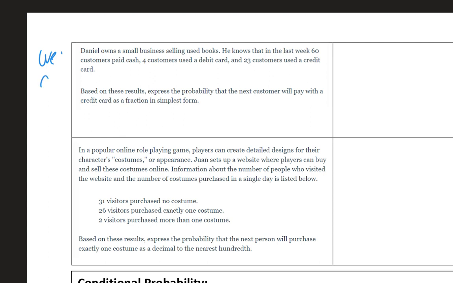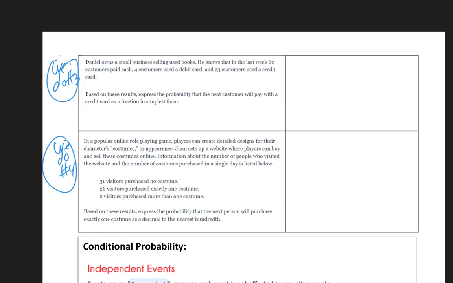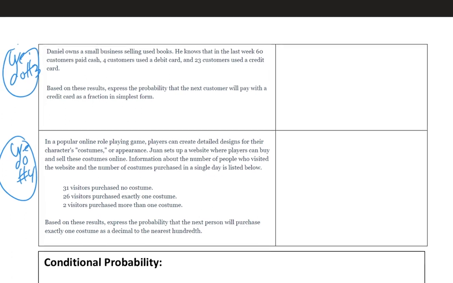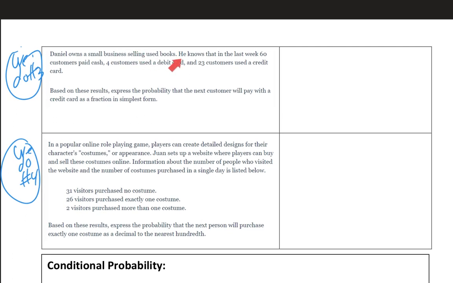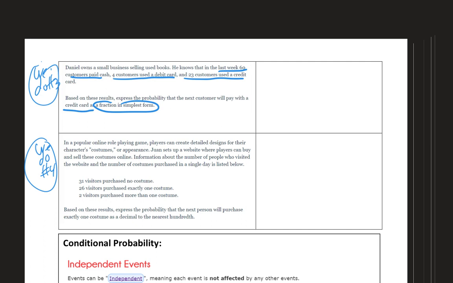This is going to be we do number 3. Okay, and this will be we do number 4. So make sure you remember that as you are practicing that on your own. All right, so next it says Daniel owns a small business selling used books. He knows that in the last week, 60 people paid cash. Okay, so we know that's important information. 4 paid by debit and 23 by credit card. Based on these results, express the probability that the next customer will pay with a credit card as a fraction. Okay, so that's what we want to know, as a credit card.